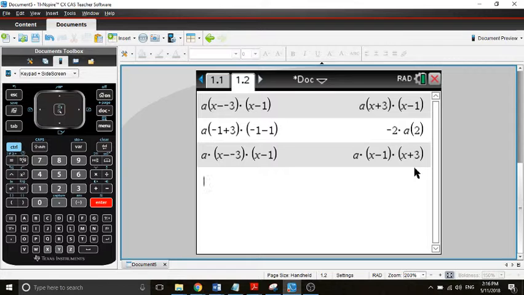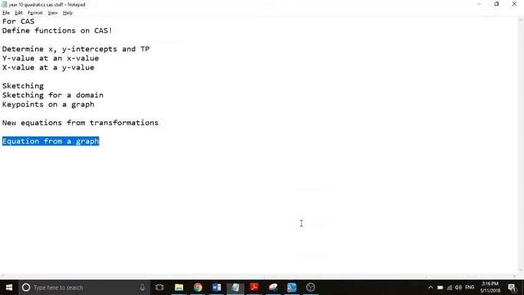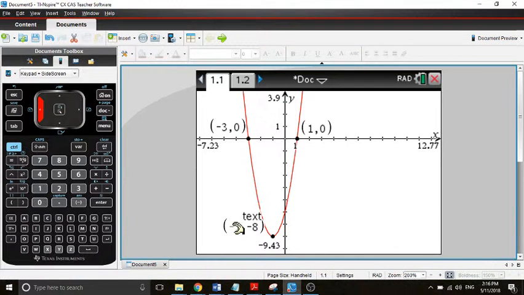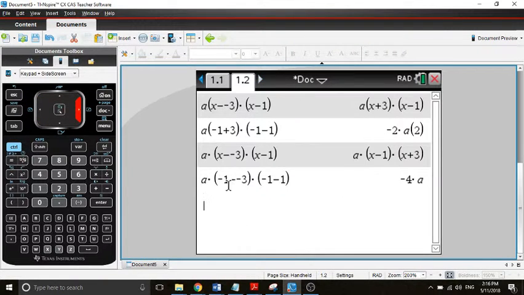And then our next line. So we'll do this again. Instead of x, we're going to put -1, and over here we put -1. And there we have -4a. So now it's telling us -4a. Now we saw before that if x equals -1, y equals -8. So we substituted -1. So this -4 times a has got to equal -8. So that's what we've been told.